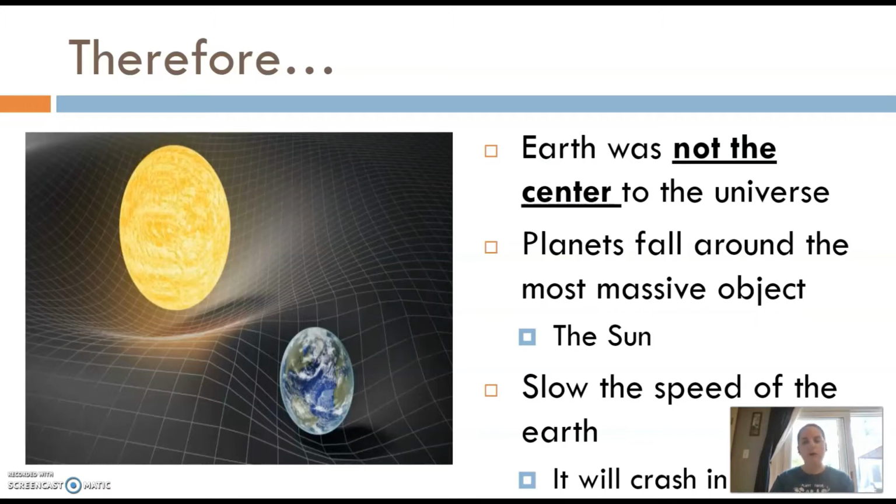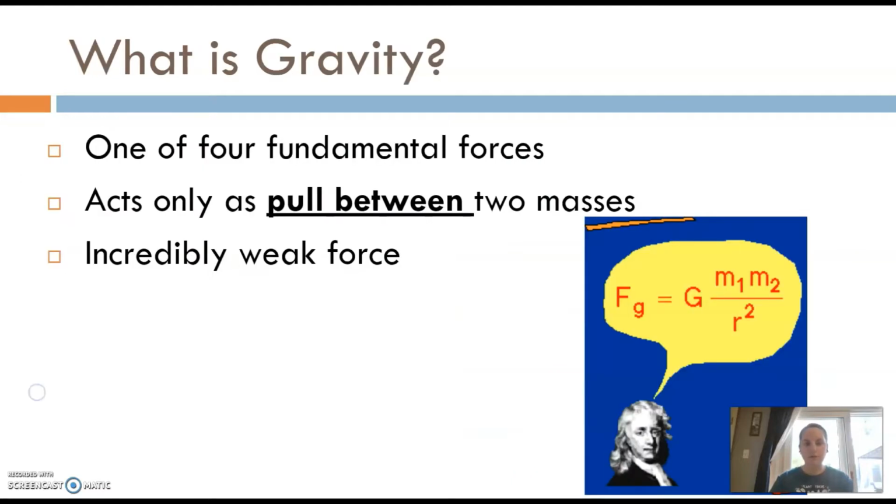So planets fall around the most massive object, the sun. So, in our solar system anyway. So slow the speed of the Earth and we're all going to go crashing towards the sun. And that goes for any planet. If you slow that tangential velocity, then they're going to go crashing towards the sun.